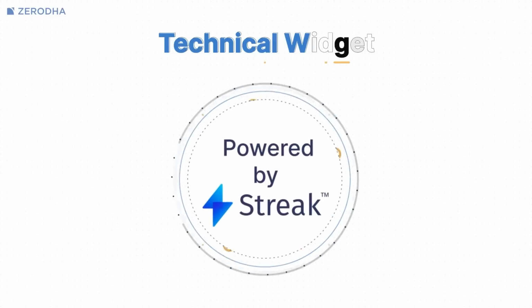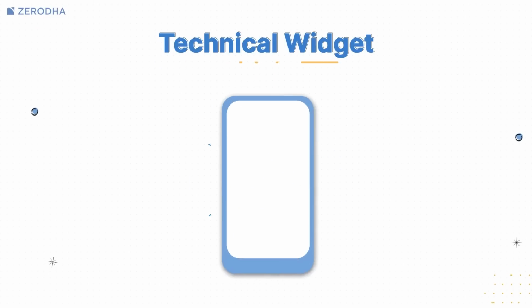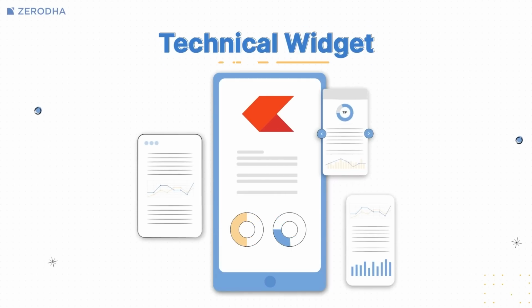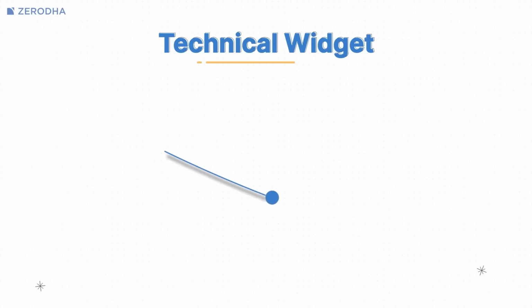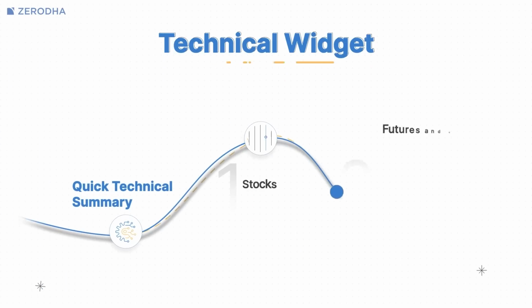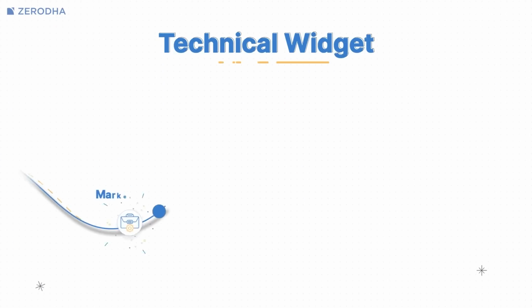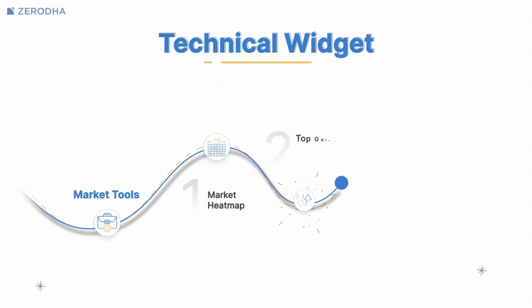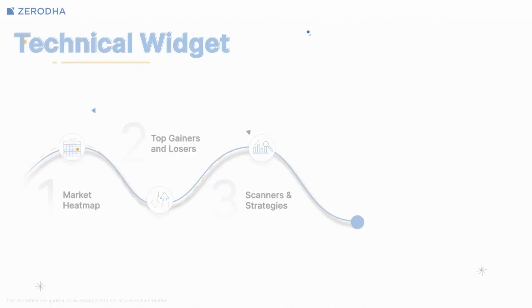The new technicals widget powered by Streak is now available on the Kite app. We've revamped it to bring all your key market data together in one place. It provides a quick summary of stocks, futures, and options, along with access to the market heat map, top gainers and losers, scanners, and strategies.